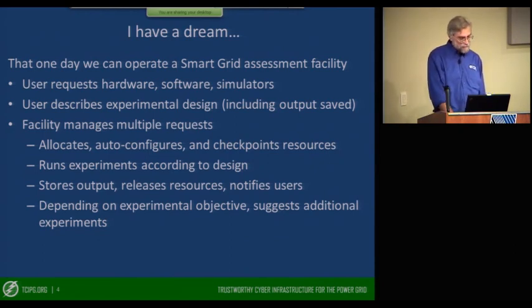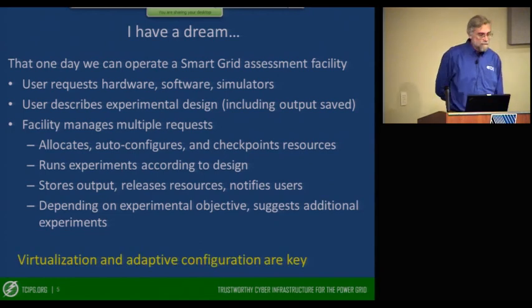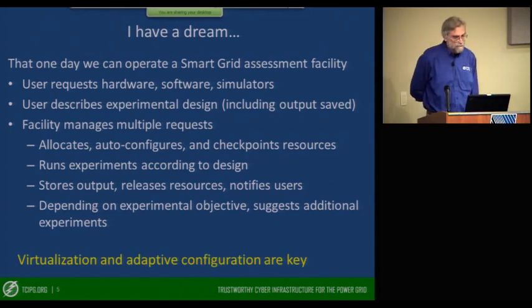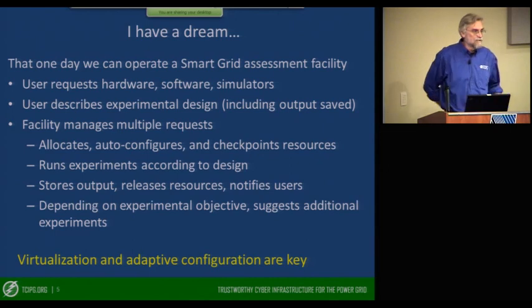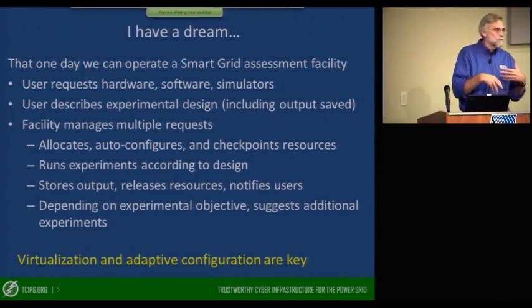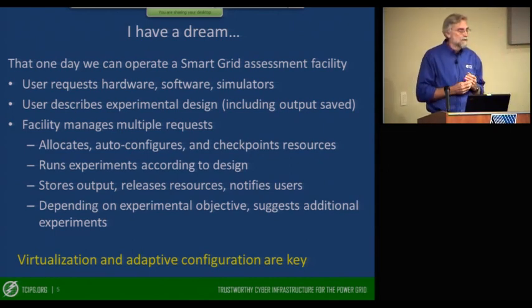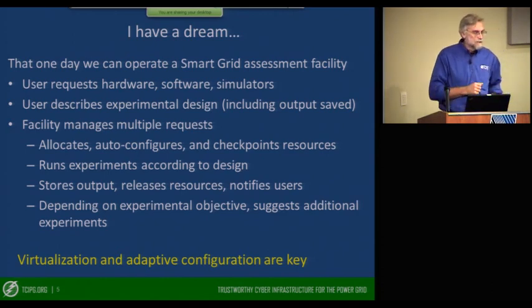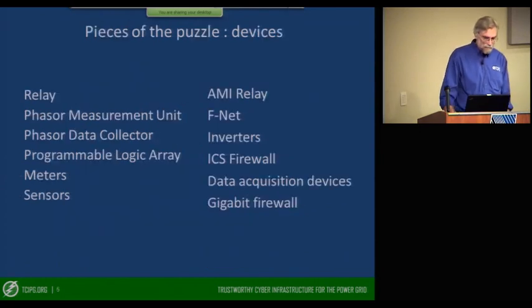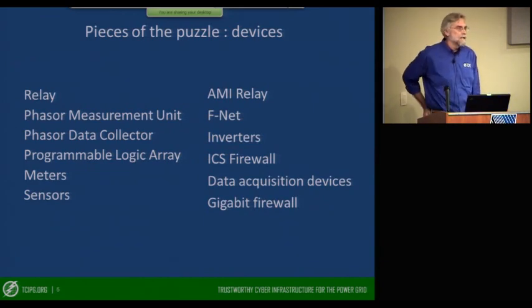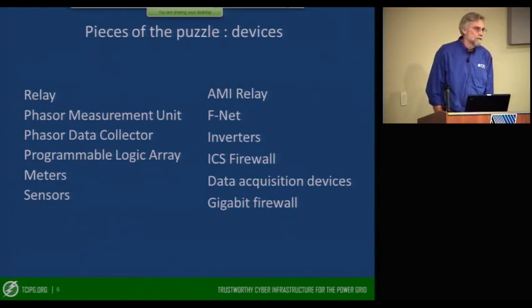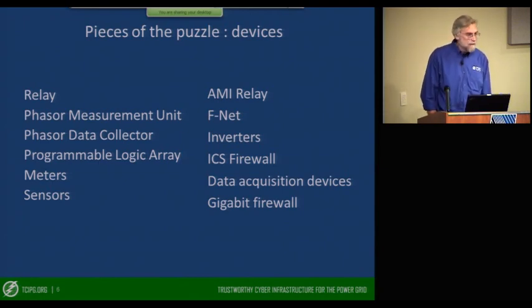Now, to realize this dream, we have to have virtualization and adaptive configuration, because all this business of swapping in resources and managing them and releasing them and doing something else again relies on these particular things. And so simulation and emulation is a key part of this. Virtualization and adaptive configuration are part of this as well. So there are many pieces of the puzzle to be drawn into this dreamland I have.